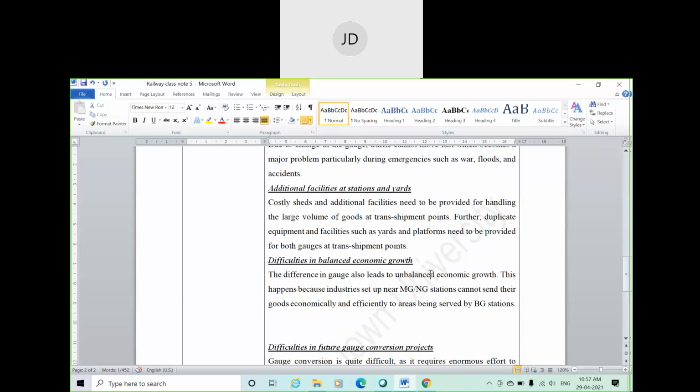Next, difficulties in balanced economic growth. It is given here from a wider point of view. The difference in gauge also leads to unbalanced economic growth. This happens because industries set up near meter gauge and narrow gauge stations cannot send their goods economically and efficiently to areas served by broad gauge stations. I think I don't need to explain all this; I think you have got it.